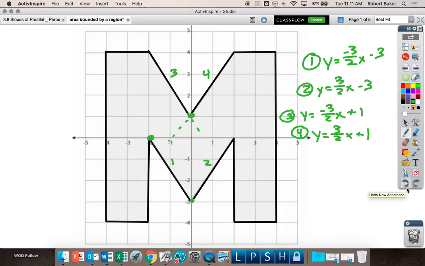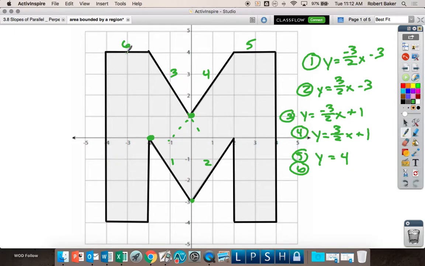Let's get to the easier ones. Talk about line 5 right here. Anybody know how to generate that one? Yeah, that's just y equals 4, because it's a 0 slope, and it goes through 4 on the y-axis. So line 5 is y equals 4. Does that mean that line 6 will also be y equals 4? So I'm just going to put a 6 right here. Lines 5 and 6 are both y equals 4.